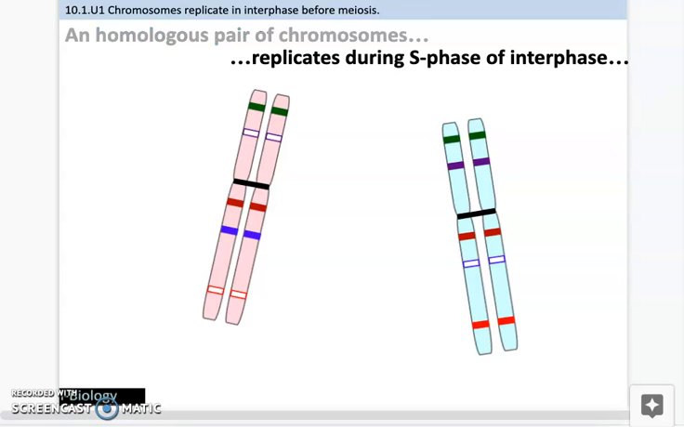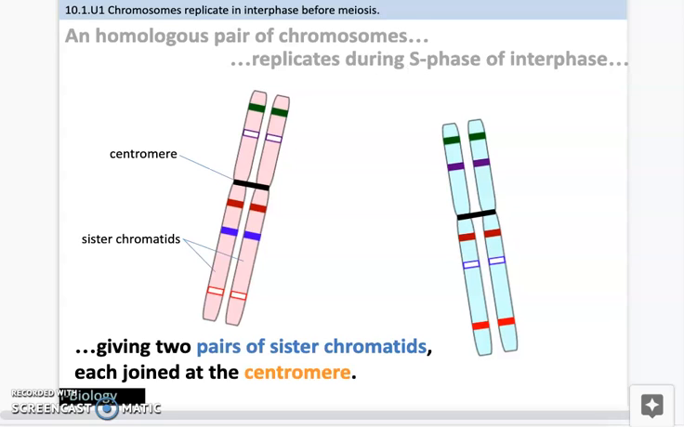After they're replicated during S phase and interphase, this is what they look like. Okay, so you've got your sister chromatids, which are exact copies of each other, and then you have your centromere that connects the two.